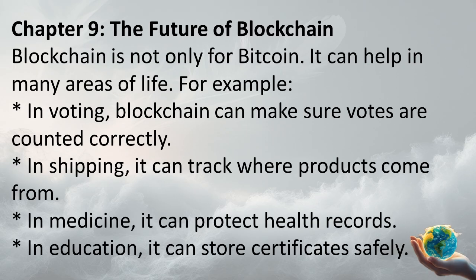Chapter 9. The future of blockchain. Blockchain is not only for Bitcoin, it can help in many areas of life. For example, in voting, blockchain can make sure votes are counted correctly. In shipping, it can track where products come from. In medicine, it can protect health records. In education, it can store certificates safely.